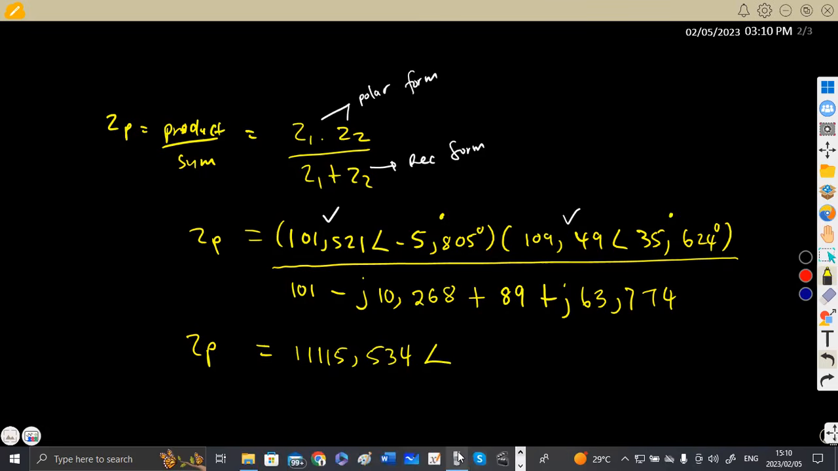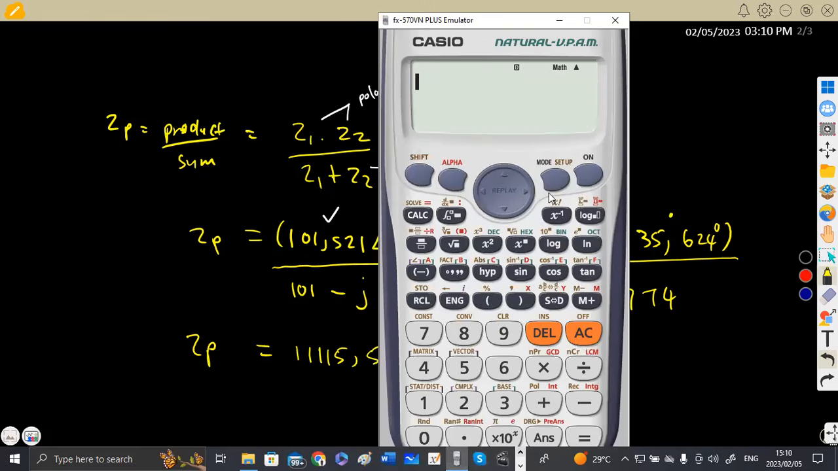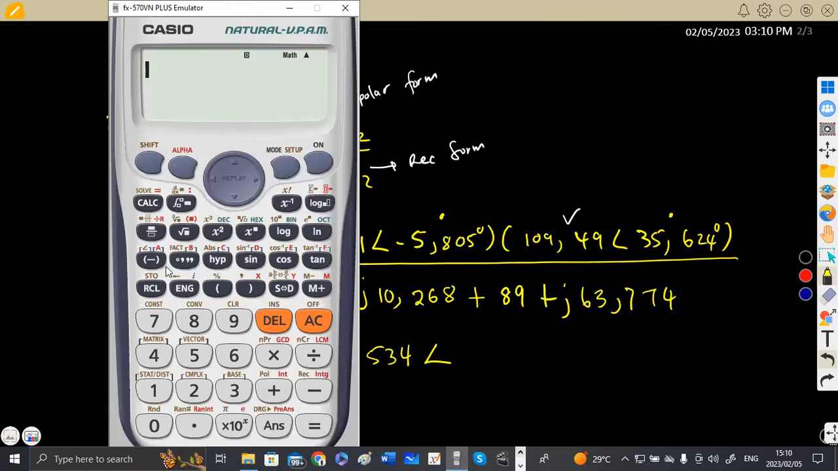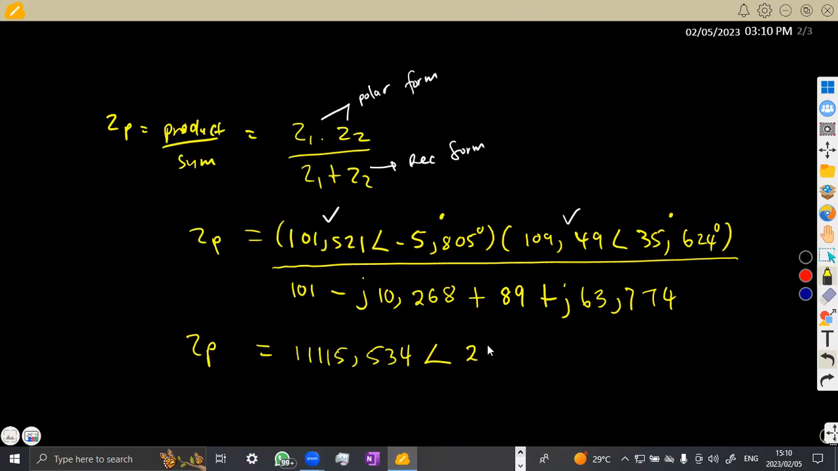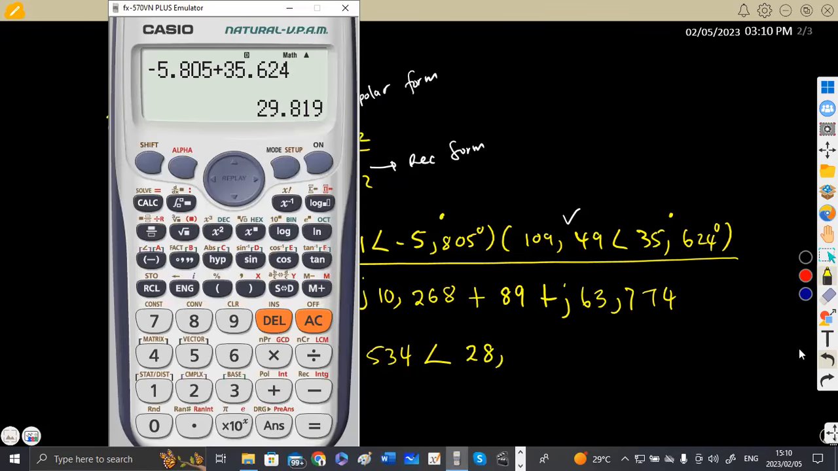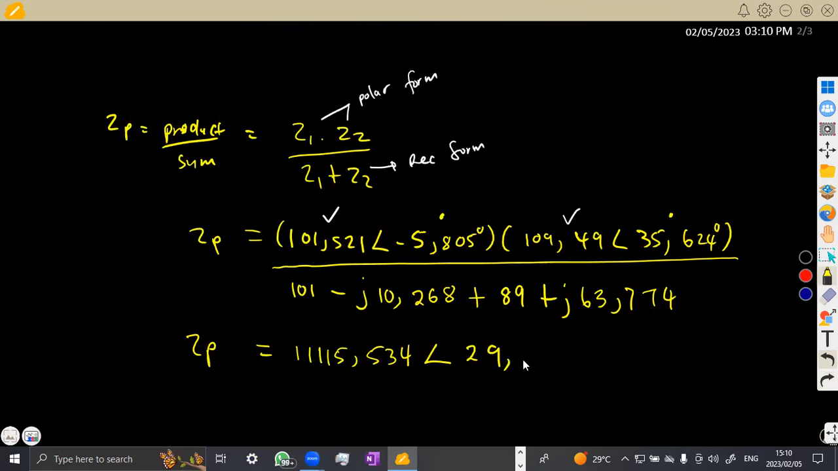So if you add these angles, like we said, that angle was a negative, okay? So we actually saw it's negative. So please correct that part that we are having here. So that's 5,805 plus 35,624. Okay, like this. This is going to be 29,819 and so forth. Okay, so this is 28, sorry. Okay, let's check, guys, our calculator. That's 29, not 28, but 29. So that's 29,819 degrees.